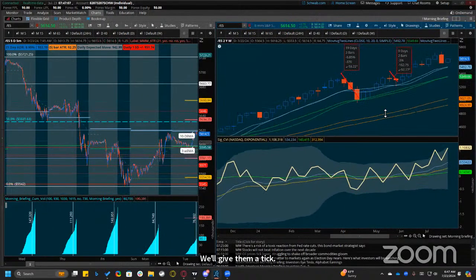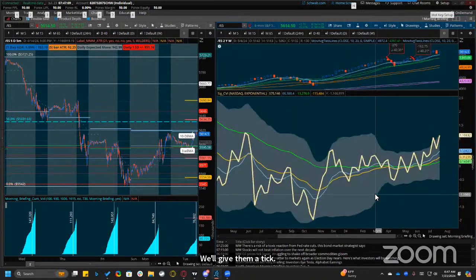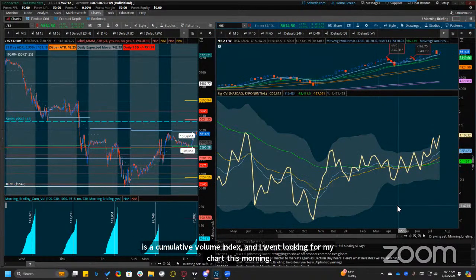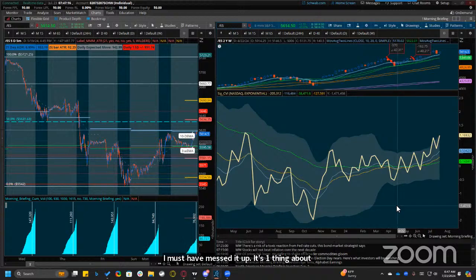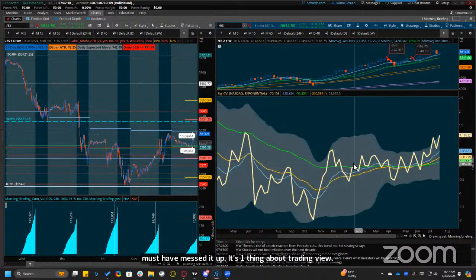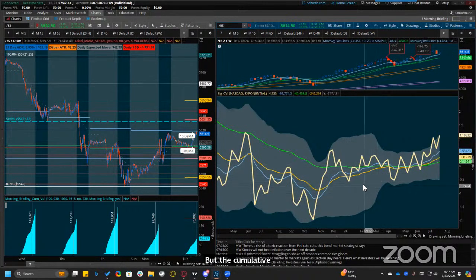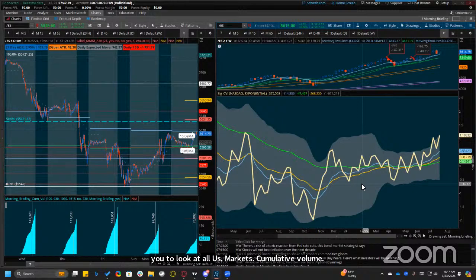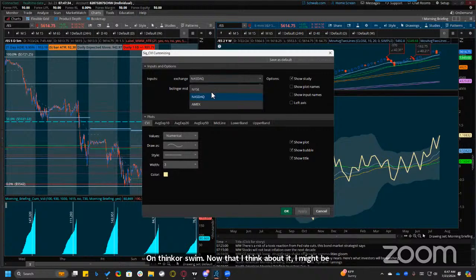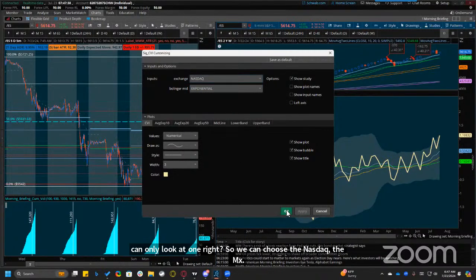This is a cumulative volume index, and I went looking for my chart this morning. I must have messed it up. It's one thing about TradingView. The cumulative volume index on TradingView allows you to look at all US markets cumulative volume, which is fantastic. On Thinkorswim, now that I think about it, I might be able to code it, but we can only look at one, right? So we can choose the NASDAQ, the NYSE, and look at the cumulative volume.